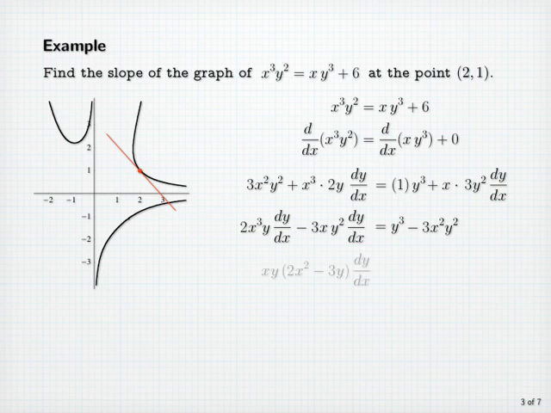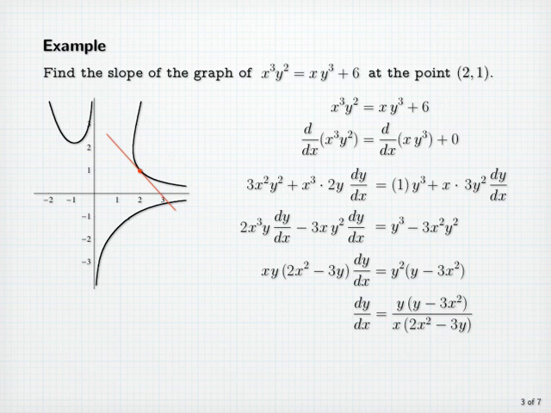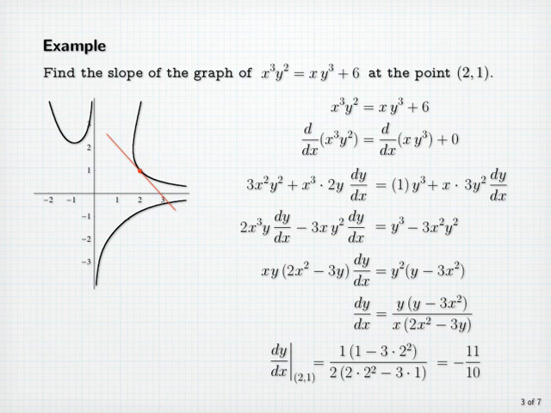Now we factor the left-hand side, and we may as well factor the right-hand side as well. Now we divide by the coefficient of dy/dx to obtain the fraction that you see here. Now we want to know the slope at the point (2, 1), so we evaluate dy/dx at (2, 1), and the result is -11/10.